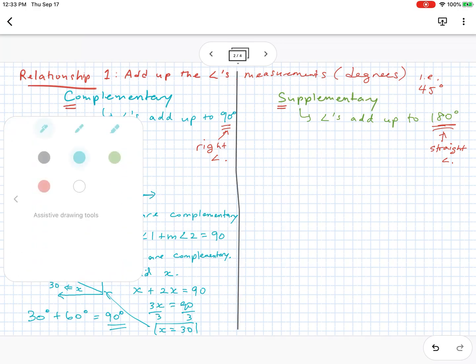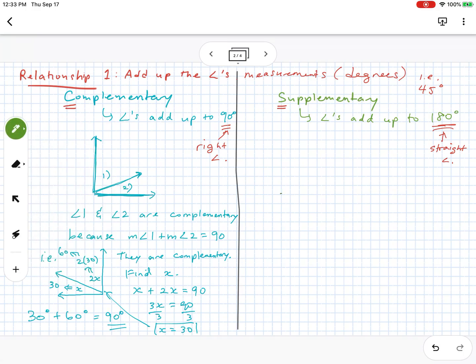The second one, for supplementary angles, they do have to add up to be a straight angle, meaning a straight line like that. And then you can have any two angles that are split up in that way. Once again, if we call one angle 1 and one angle 2, then we would say that angle 1 and angle 2 are supplementary. Or in other words, the measure of angle 1 plus the measure of angle 2 has to equal 180 degrees. And just another example that we can give.